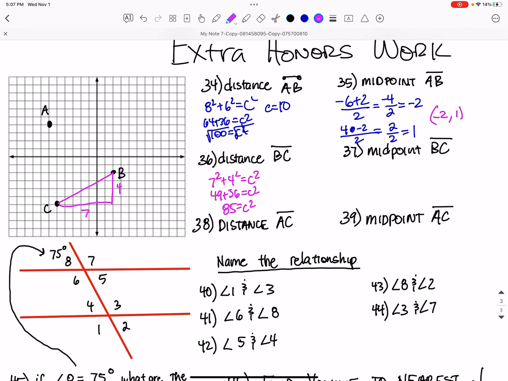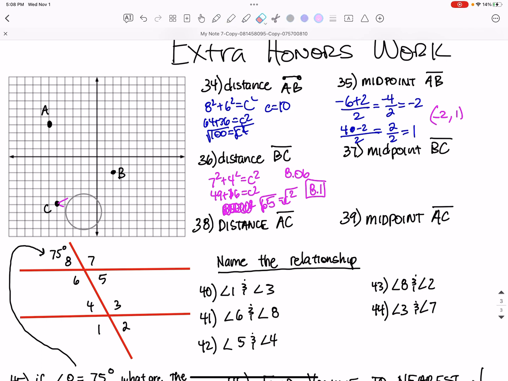Is that right? 49 plus 16. Why did I say 36? That's not right. 49 plus 16 equals 65. All right, 65 equals c squared. We take the square root. Square root of 65 is 8.06. This rounds up to 8.1. So that's 8.1.